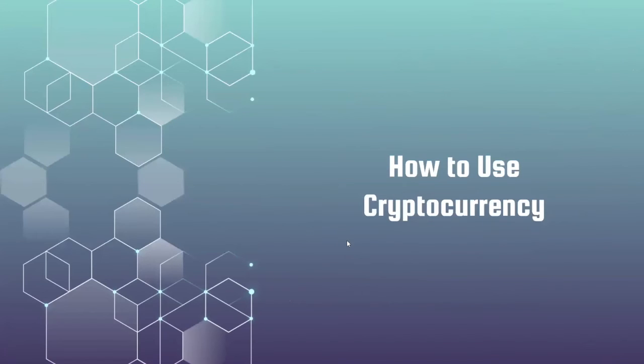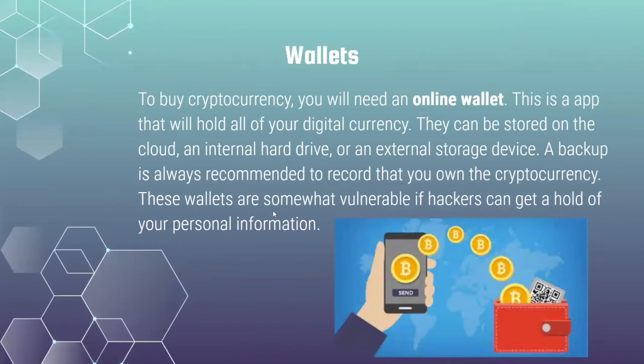How to use cryptocurrency. Wallets. To buy cryptocurrency, you will need an online wallet. This is an app that will hold all of your digital currencies. They can be stored in the cloud, an internal hard drive, or an external device. A backup is always recommended to record that you own the cryptocurrency. These wallets are somewhat vulnerable if hackers can get a hold of your personal information.